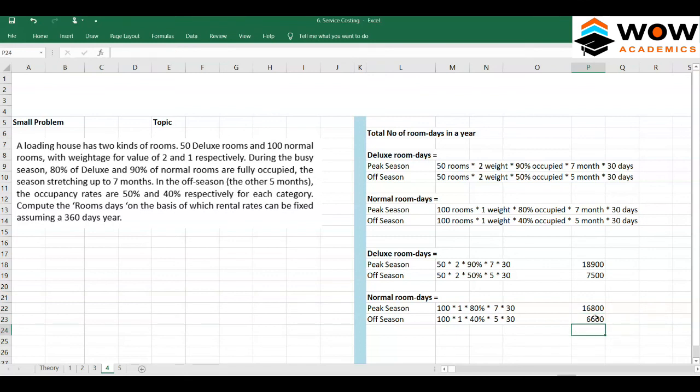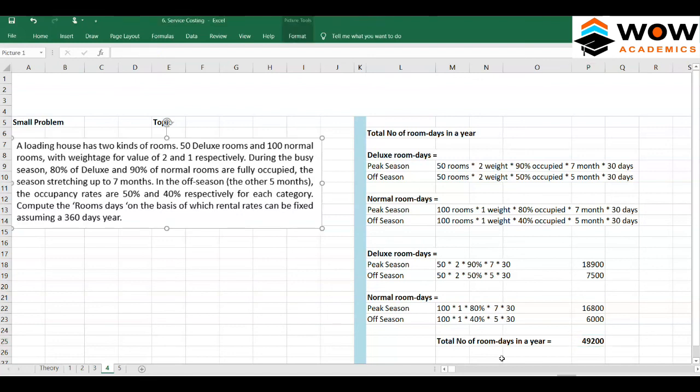When we add all of these, we'll get the total room days in a year. So let's get that. That's the sum here. We have got our total room days, which is 49,200.